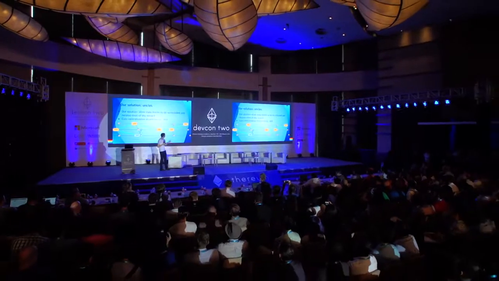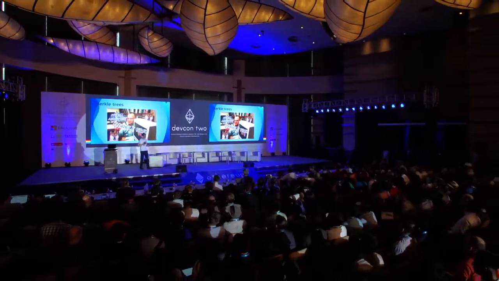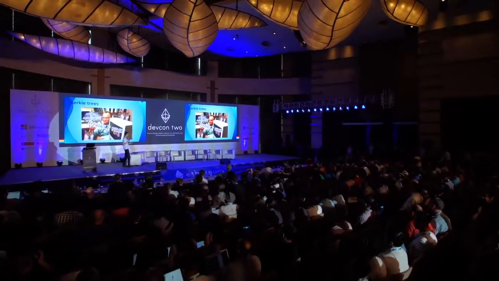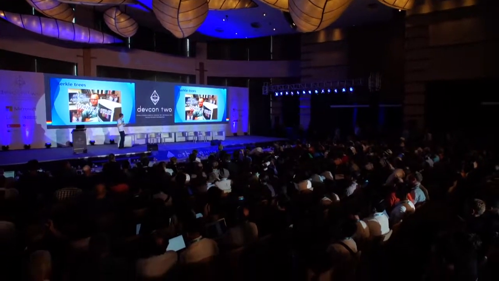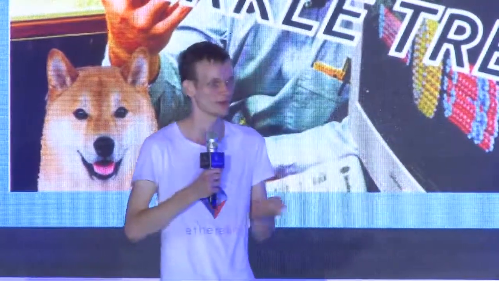So fast block times, Merkle trees. This is also a very important piece of the Ethereum protocol. The reason I have this picture here is that about a year ago there was a cover of the New York Times that basically said it's all about the blockchain. And personally, I think it's not just about the blockchain, it's about the Merkle tree. I think Merkle trees are awesome and really important.